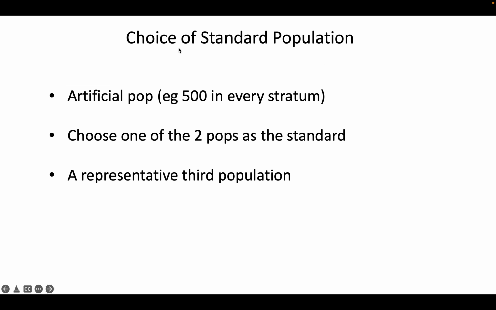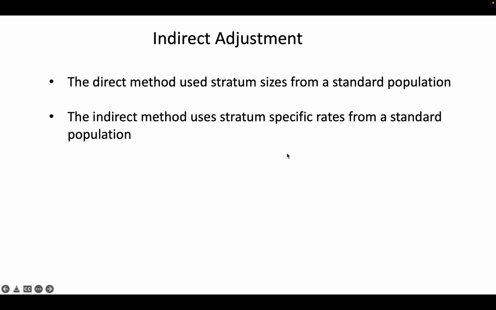So when choosing a standard, there's a few ways you can go about it. You can use an artificial population where you just say 500 in every stratum. You can choose one of the two populations as the standard, or like I said before, you can use a representative third standard, like if it's two different occupations in Toronto, you can just use all of Toronto.